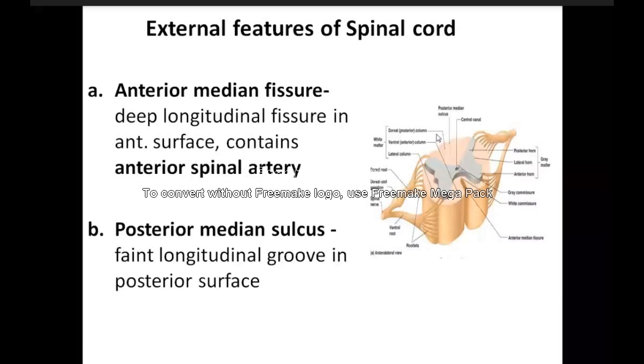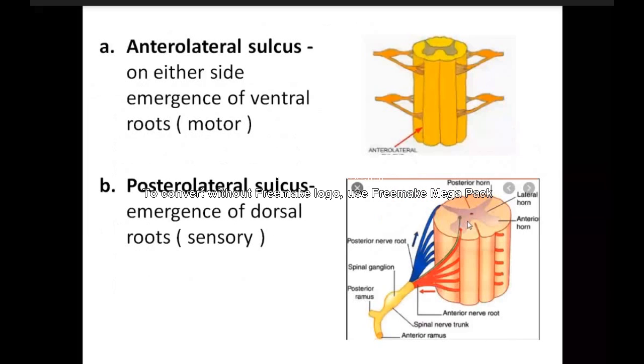Okay, so what are the external features? You have to look for the anterior median fissure. It's not very prominent as it is shown here. When you come to the dissection and see the specimen, you will not find it this deep. Compared to the posterior sulcus, it is deep, but not this deep. What you have to keep in mind is that anteriorly there is a fissure, and similarly in the posterior part there is also a groove in the midline. Anterior median fissure is this one, and posteriorly is the posterior median sulcus.